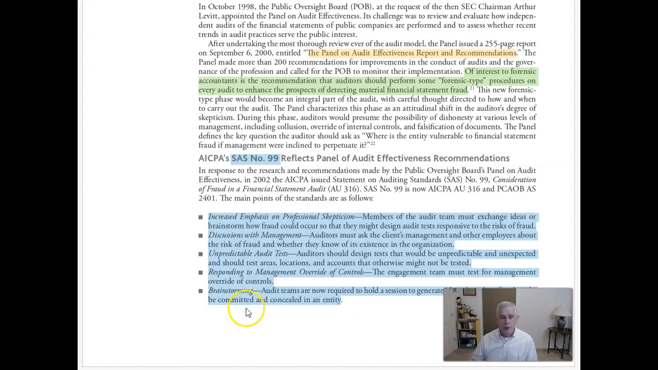And then brainstorming. Before auditors go out, the audit team is supposed to get together and brainstorm and think, okay, for this company we're getting ready to audit, where could fraud possibly happen? Who could be doing it? How could it be done? And let's look at that a little bit further. So you're brainstorming, you're thinking about possible fraud involved, and then you might design your audit tests to check those areas.